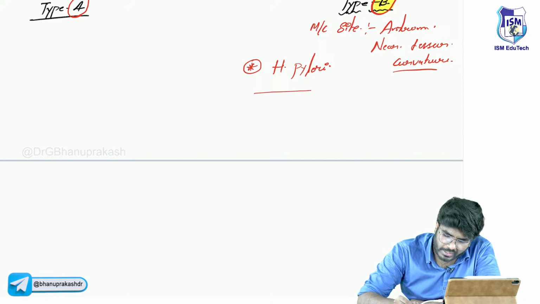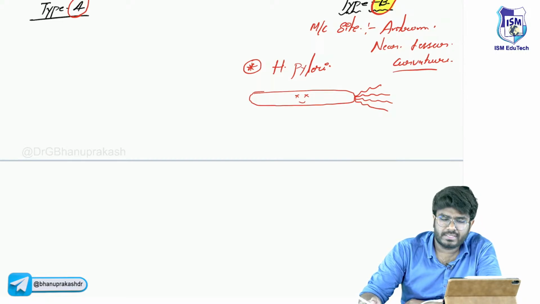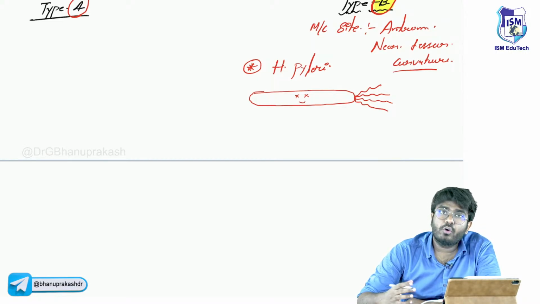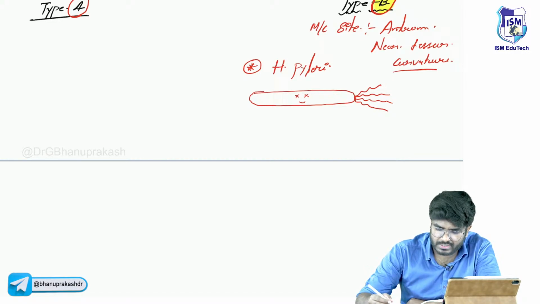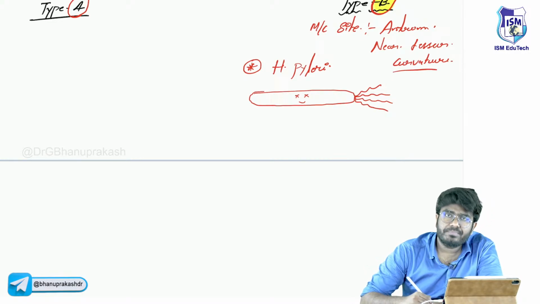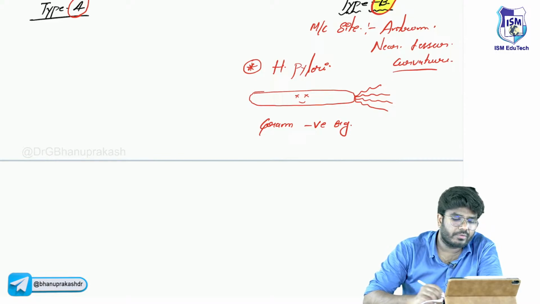Now if I show you the Helicobacter pylori organism, it's going to be like this. This is the bacteria, and it is going to have lots and lots of flagella from one end. So it has lophotrichous flagella. This Helicobacter pylori is a gram-negative organism.